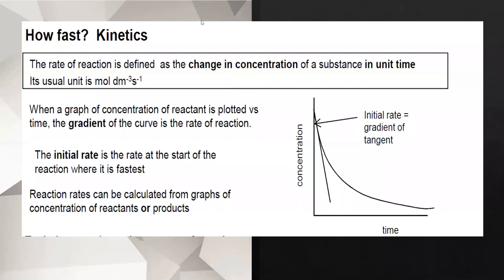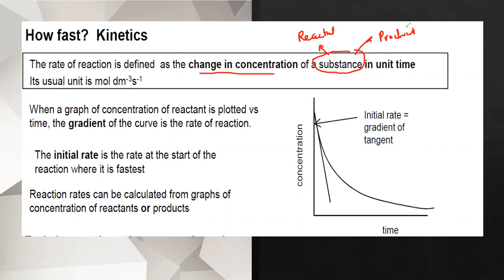So the definition: the rate of a reaction, or the speed of a chemical reaction, is the change in concentration of a substance, because this substance can be a reactant or it can be a product. So how much time the reactant will take to form a product, or the change in concentration of a reactant with respect to time, or the change in concentration of a product with respect to time.